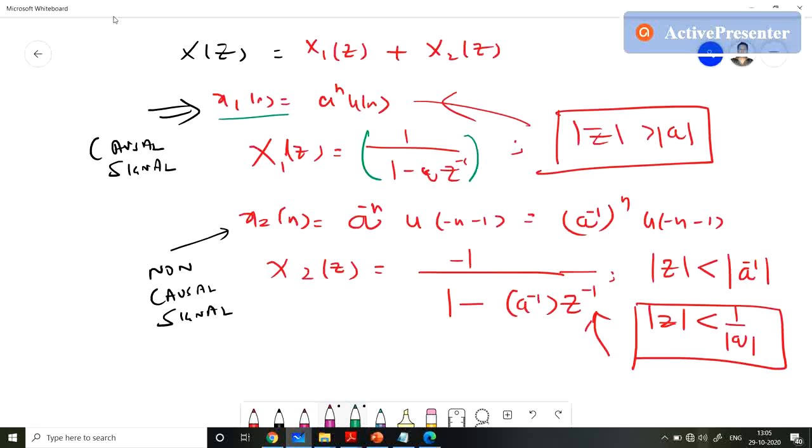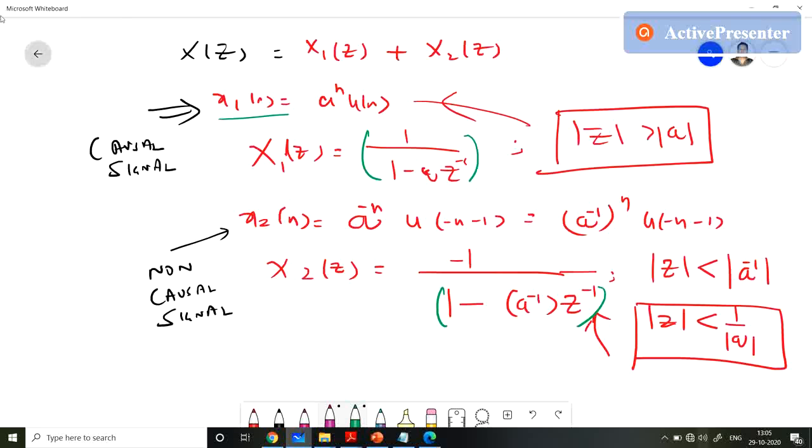We have another signal that is minus a^n u[-n-1]. So we can write it as minus (a inverse)^(-n) u[-n-1], and this X2(z) is minus 1 divided by 1 minus a inverse z inverse, and this ROC is modulus of z less than 1 divided by modulus of a.